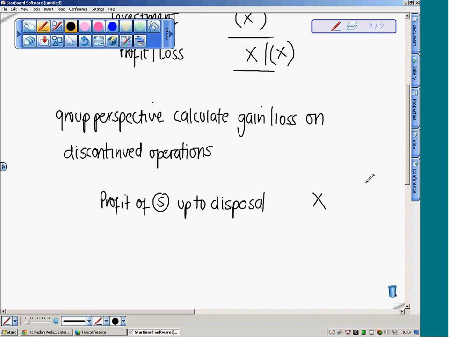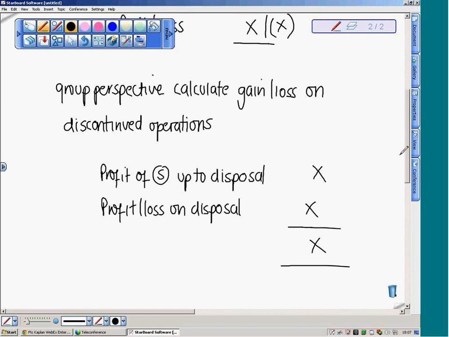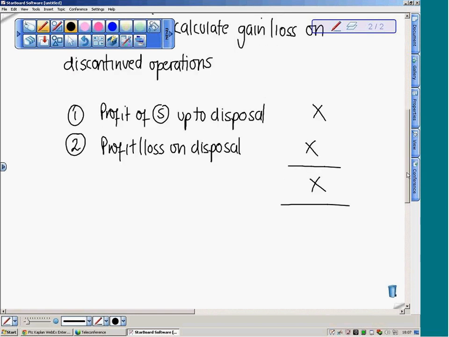During the year. Okay. It's also going to comprise profit or loss of disposal itself. Okay. Now this is a separate formula. I'm going to highlight just underneath. We are going to visit this formula when we do the exam style question together. Okay, but really your profit or loss on discontinued operation is a combination of two numbers.